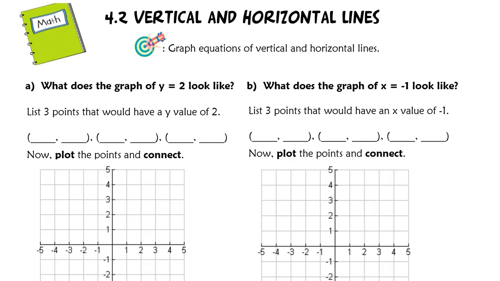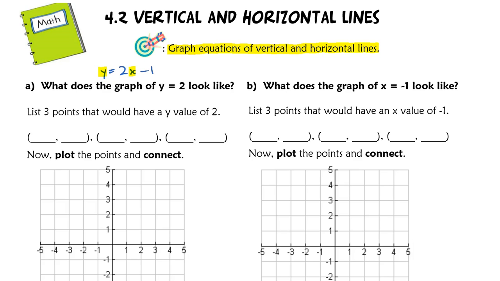Alright, this lesson is for section 4.2 on vertical and horizontal lines. Today we're going to be graphing equations of vertical and horizontal lines. So far, the equations that we've been graphing, things like y equals 2x minus 1, we've been graphing with a table, and notice we've got two variables.